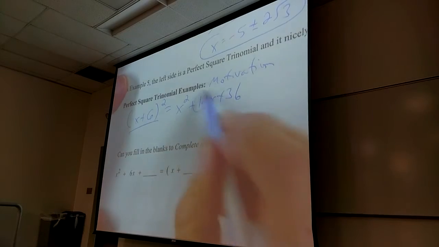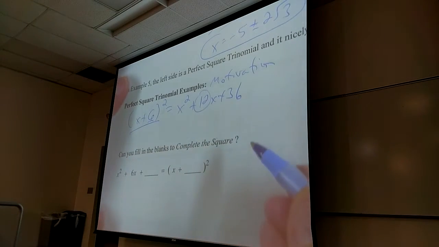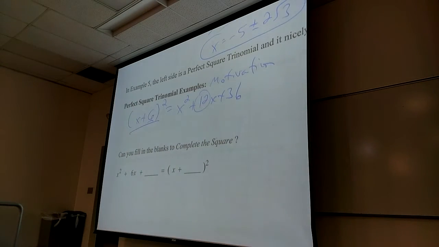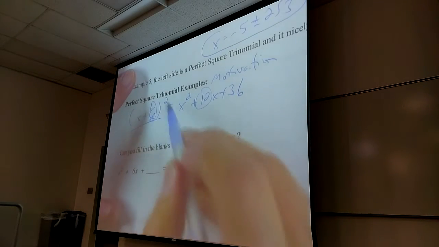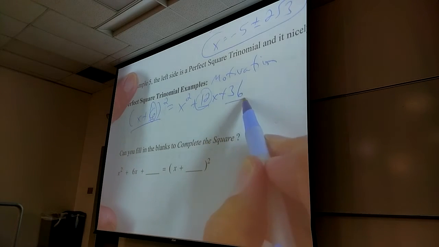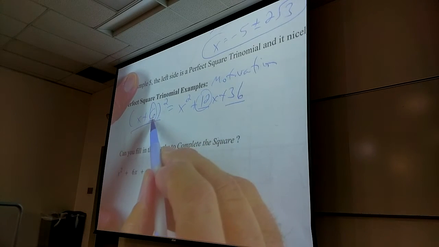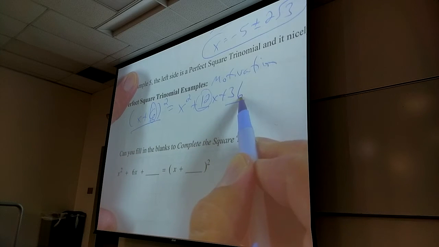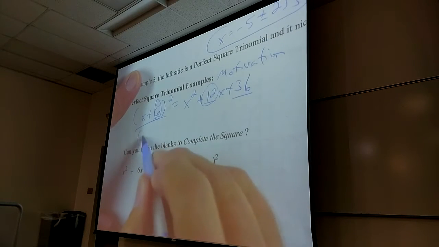Now, how's 12 related to 6? Twice. And why does it make sense? Because you're going to get 6 and 6, so you get 2 of them. So whatever this number is, the middle is always going to be double it, and the last term is always going to be that thing squared. So let's try another one just to make sure that's true.